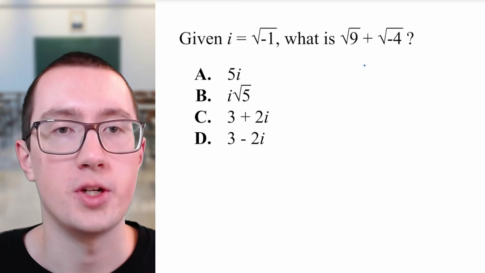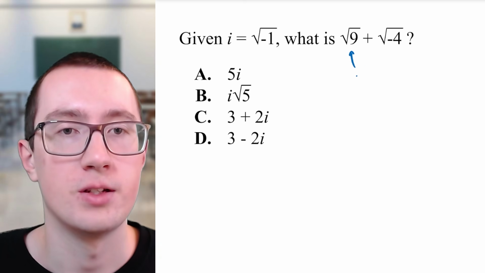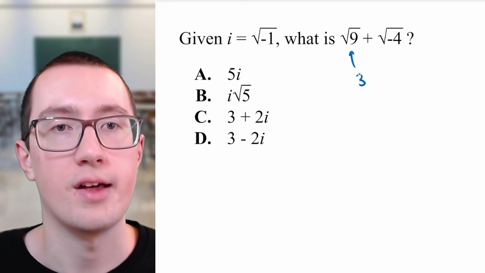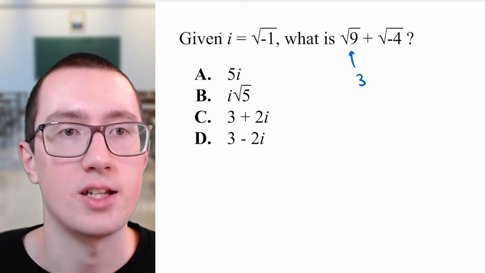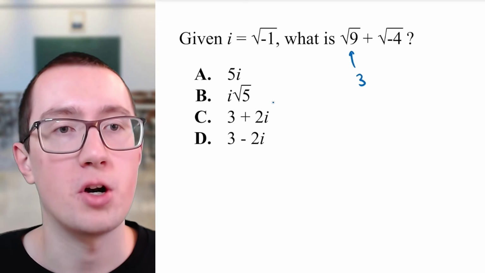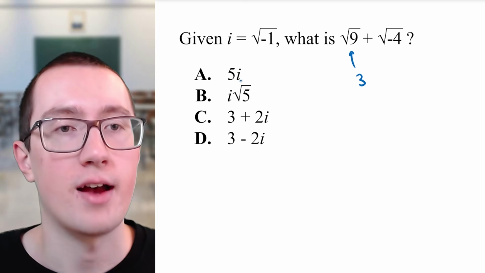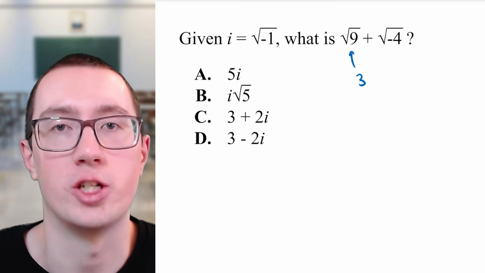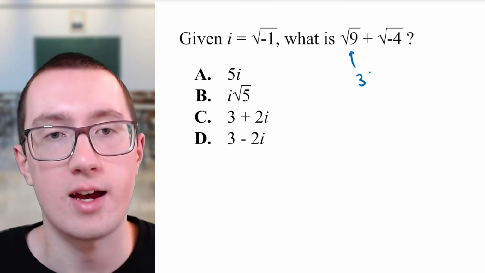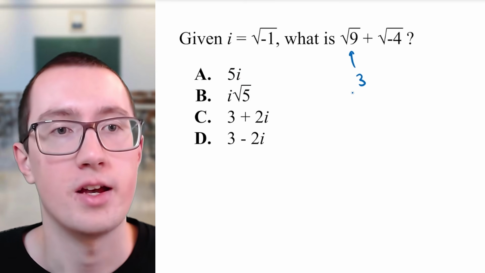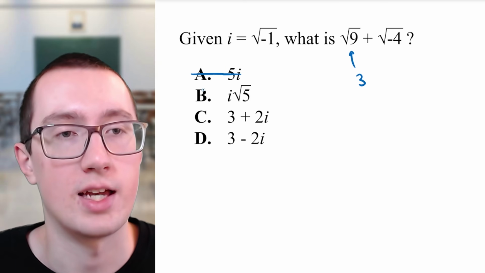But if you think about it, we know that the square root of 9 is 3. And that's not an imaginary number, right? That's not going to have an i in it. So why would our final answer only have an i in it? Like, that's just an imaginary number. We know that our answer needs to have the real number 3 in it. And so I can eliminate choices A and B.